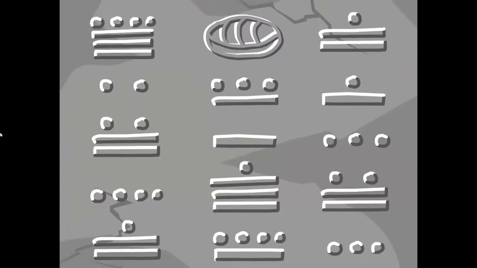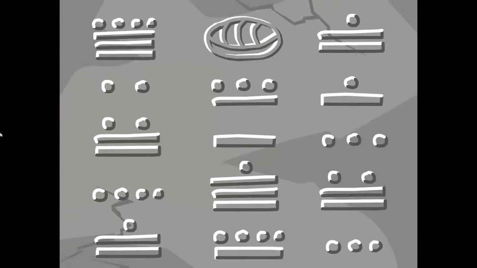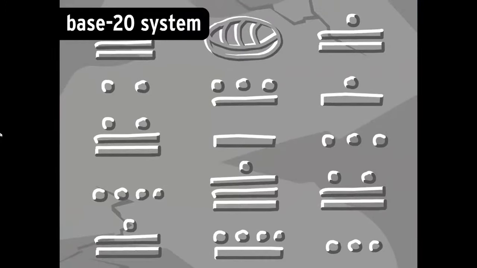It makes a little more sense when you see the Maya number system. They used a base 20 system, which means that there were 20 individual digits instead of the 10 we use. Each bar represents a 5, and each dot represents a 1. The shell is a 0, making the Maya one of the earliest civilizations to use it.